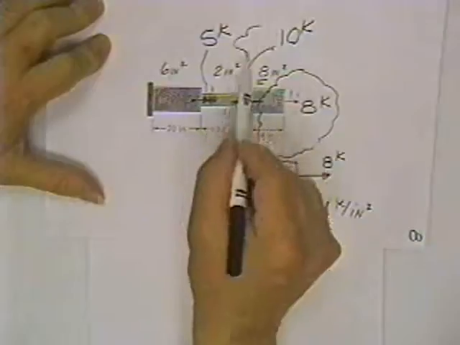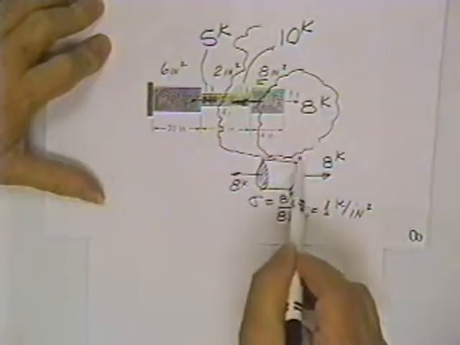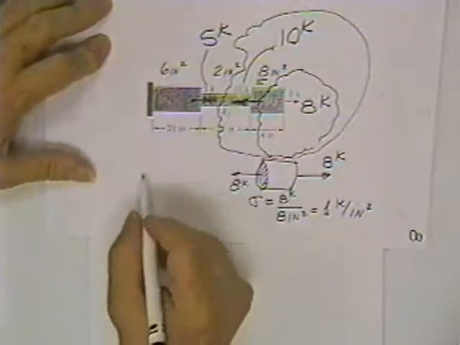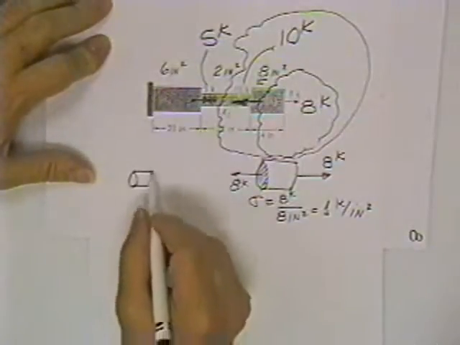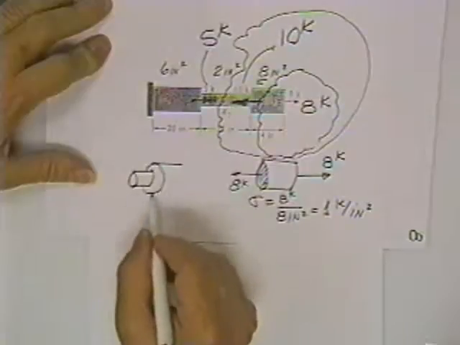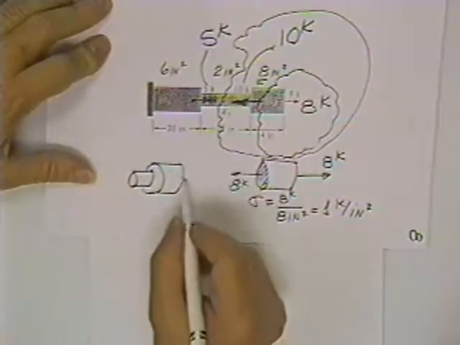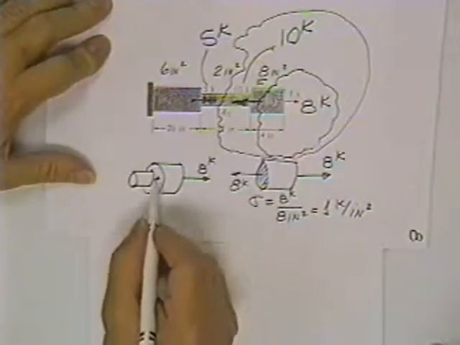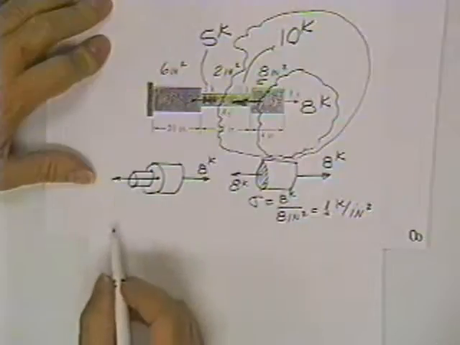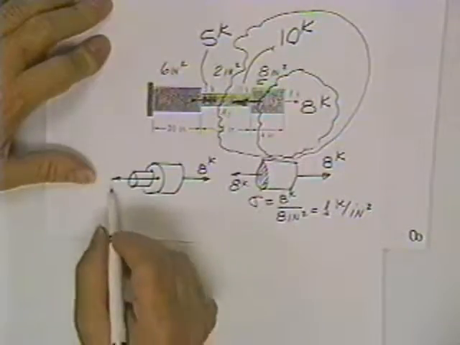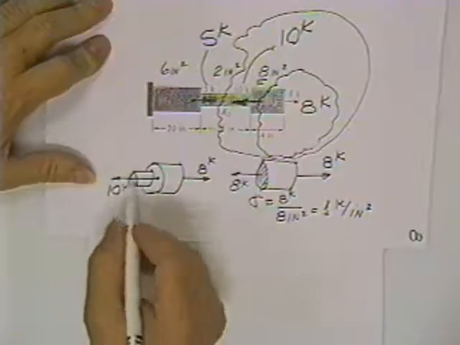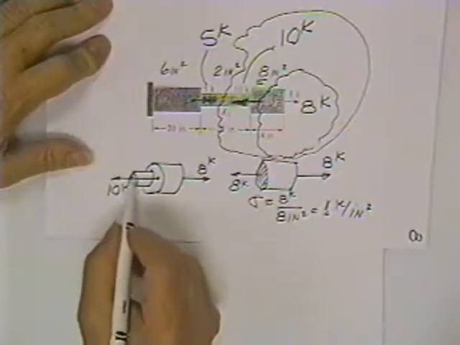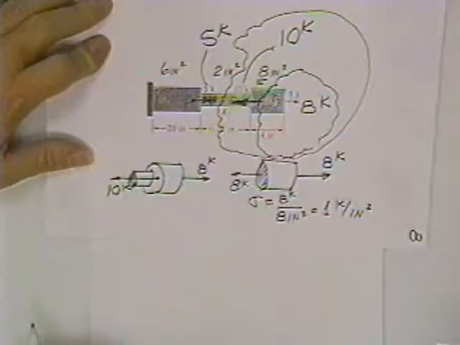Now, to get the load in the second bar, you have to cut through that bar. Cutting through that bar, you see something that looks like this. It has a load on the end of 8 kips. It has a load right here of 10 kips. And therefore you have a load on this area necessary to keep that thing in equilibrium.